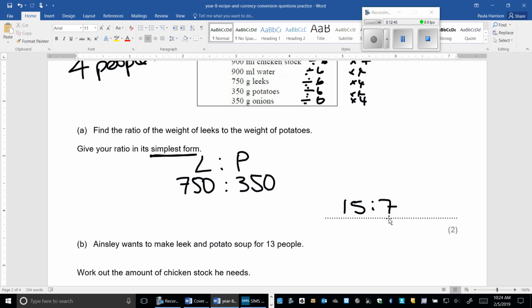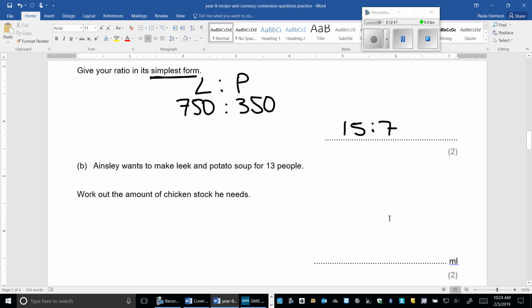So here, Ainsley wants to make for 13 people, so we just talked about this. They only want to know about the chicken stock. Okay, so we're only worrying about the chicken stock. So we knew that for 6 people, how much chicken stock was it? 900? So we find for one person, we said we would divide that by 6. Yes, do you remember that? So what's 900 divided by 6?